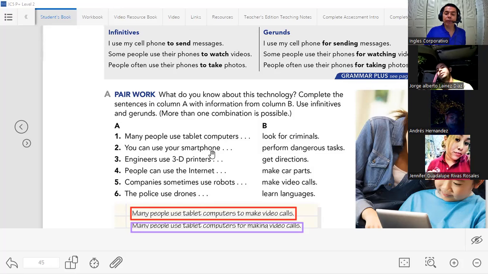You can use your smartphone to get directions. You can use your smartphone for getting directions. Three, repeat after me, please. Engineers use 3D printers to make car parts. Engineers use 3D printers for making car parts.